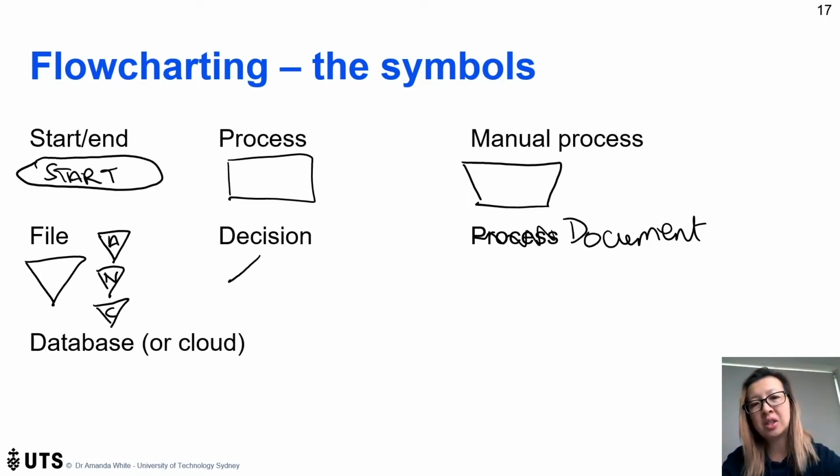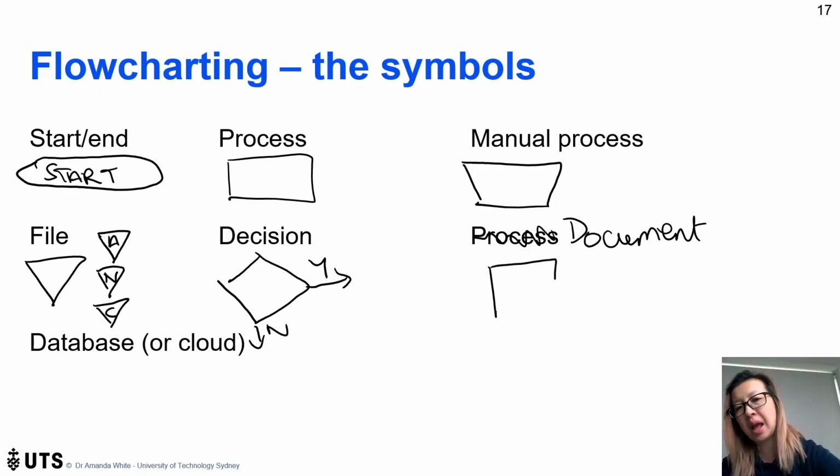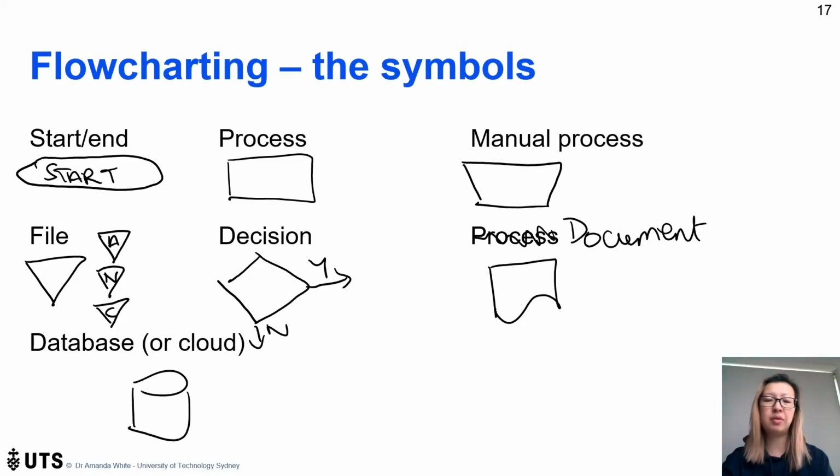You might have a decision point. Do we approve something? Is there a yes or no point? You might have documents. So that's that little sort of wavy shape. And then you typically will have this little cylinder to represent databases or systems where information is stored. We're going to use these symbols to try and map out a process based on an example.